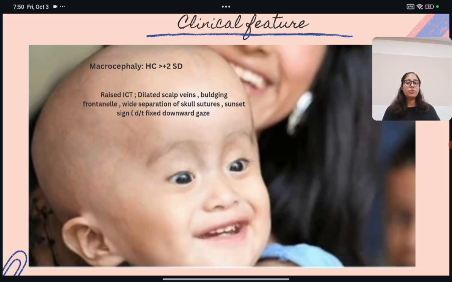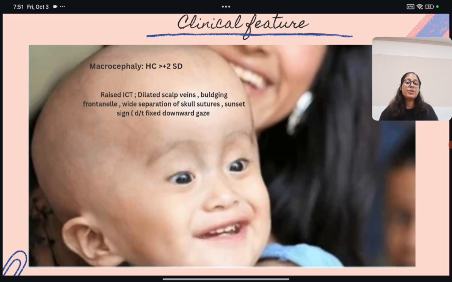The other is because of the increase in intracranial tension, the whole anterior area of the skull will be expanded, and the skull sutures are also going to be separated widely. Because of it, the veins and vessels over here are also going to get expanded, and you can see dilated scalp veins in the front part of the head. Also, you can see the bulging fontanelle, which we use for diagnosing, or you can say screening, for hydrocephalus.